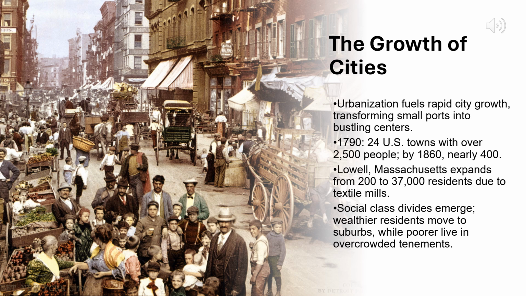As cities grew, so did the divide between social classes. In the early years of urbanization, wealthier residents lived close to their workplaces, often in large homes near the center of the city. Poorer residents, including factory workers and immigrants, lived in cramped, overcrowded tenement buildings, often located in the alleys and the back streets behind wealthier neighborhoods.